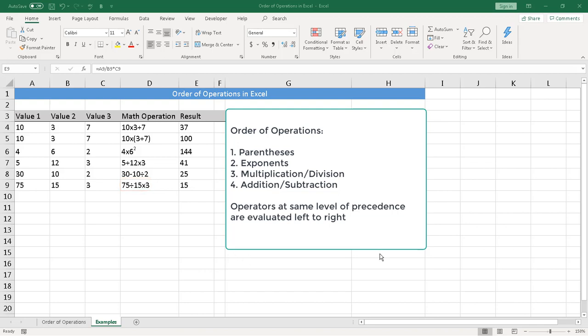One last note, using parentheses is a good practice since it makes it easier to understand the formulas you write. I hope this video has been helpful to give you a basic understanding of the order of operations in Excel.